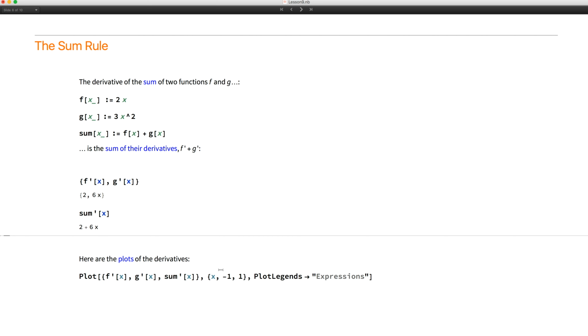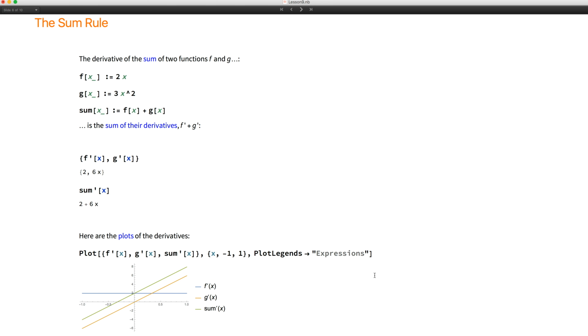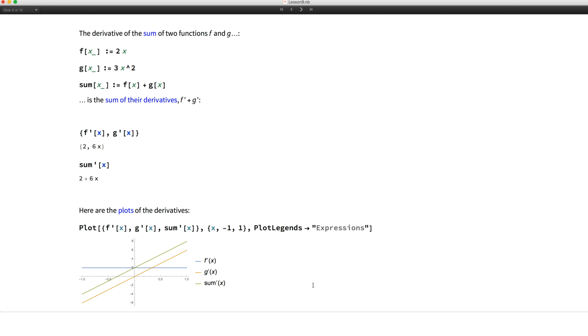So once again, here's a plot. So you have the function f of x, the function g of x, and the derivatives over here are f prime x, g prime x, and the sum has got derivative, which is the sum of those two.